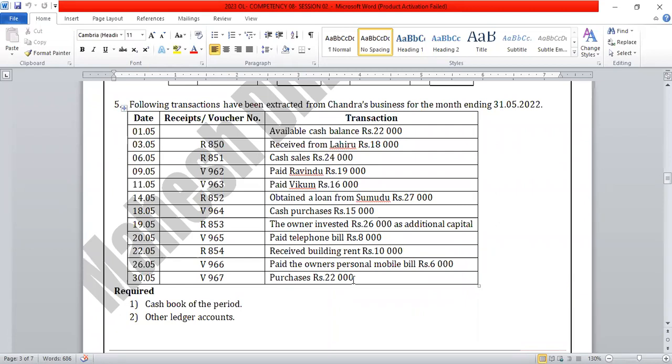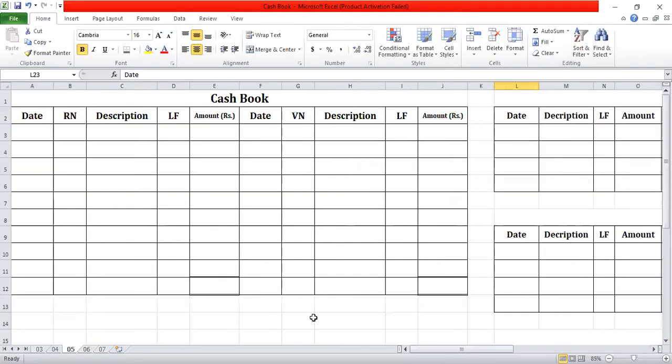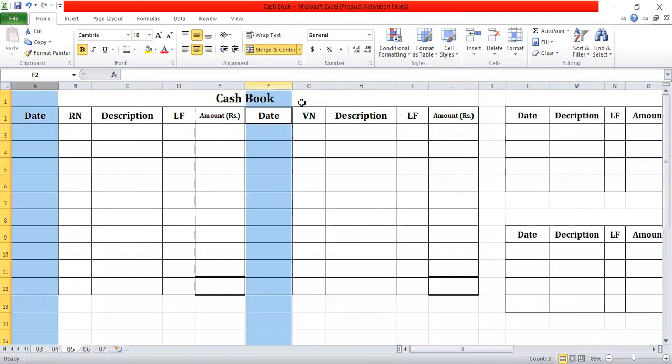Right, let's start. I think you have gone through the question. Now I'm sharing the answers format for question number 5. Here we have the cash book. We are updating the cash book and also the other relevant ledger accounts.